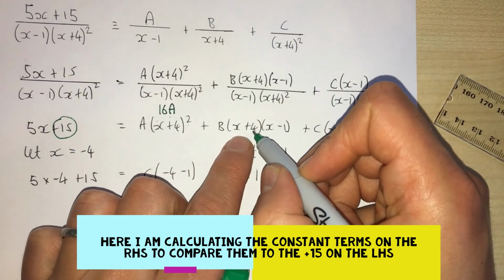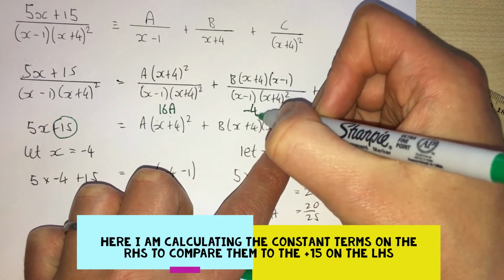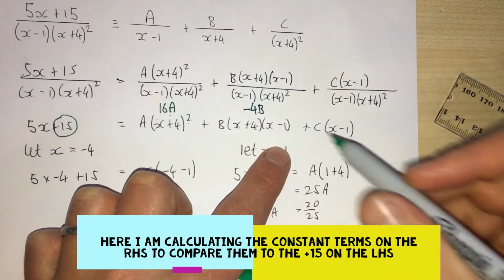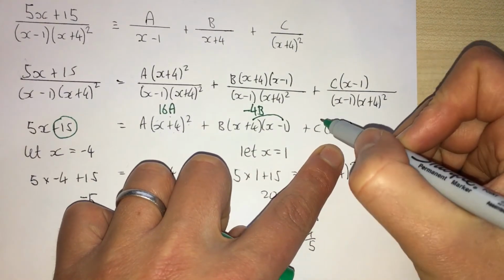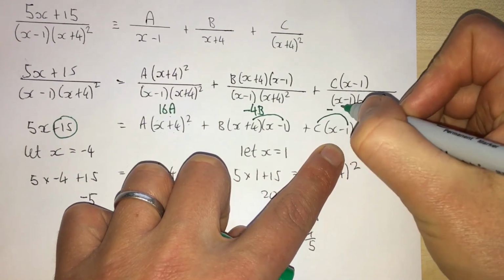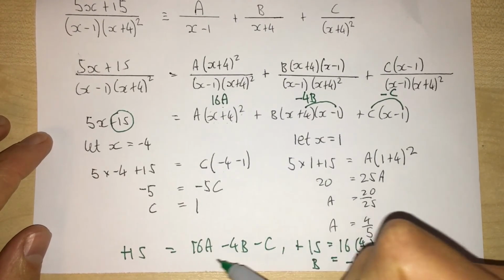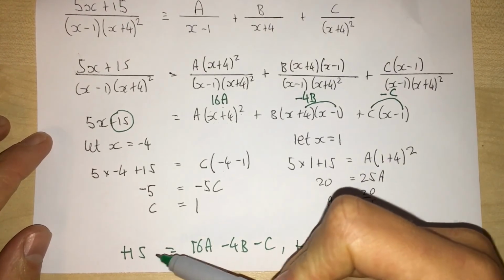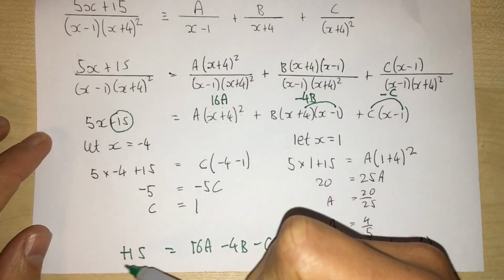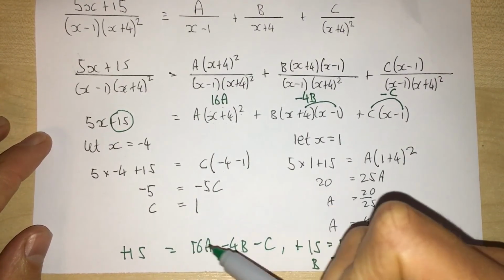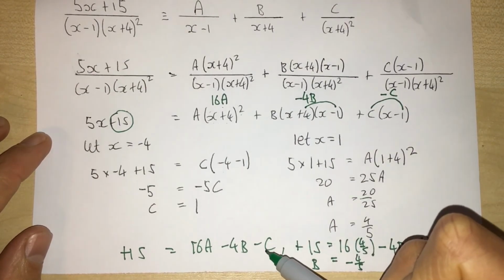Here we would get 4 multiplied by -1 is -4. We would get -4b for the constant. That is by finding the product of these terms here. And here we would get the product of these, which is -c. So I've written down here what we get on the left-hand side and the right-hand side by considering these bits we've done in green. So we've got plus 15 on the left-hand side. We've got 16a minus the 4b minus the c on the right-hand side.